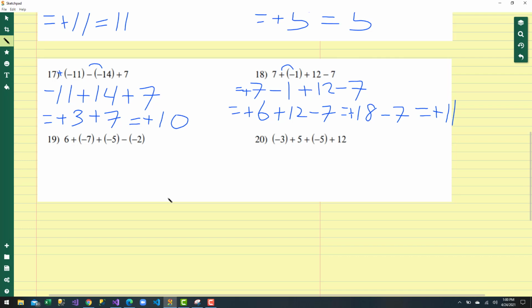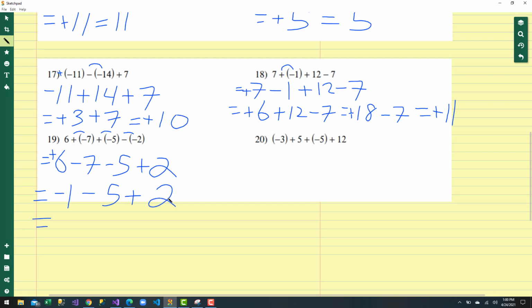All right, number 19. Copy the 6. Negative and positive, break off the parentheses as negative 7. Positive and negative, break off the parentheses as negative 5. Negative and negative, break off the parentheses as positive 2. All right, now we begin. Positive 6 minus 7, opposite signs. I subtract 7 minus 6, which is 1. Keep the sign of the larger number, which is 7, so negative 1. All right, so remember, 6 minus 7 is negative 1. Copy the rest of the equation.